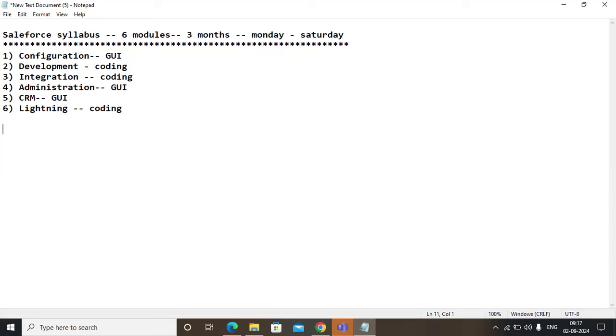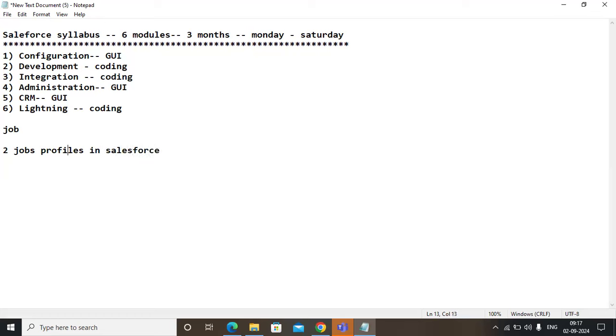Maybe some people have a doubt: sir, after learning these six modules, what kind of jobs will I get in the market? That is the primary question. After learning the subject, you should expect something from it, in the sense of a job. Why are you learning this technology? You're looking for a job on this technology, right? So what kind of jobs will you get after learning all six modules? See, guys, there are two types of job profiles in Salesforce.